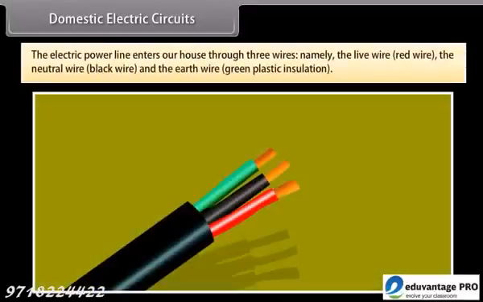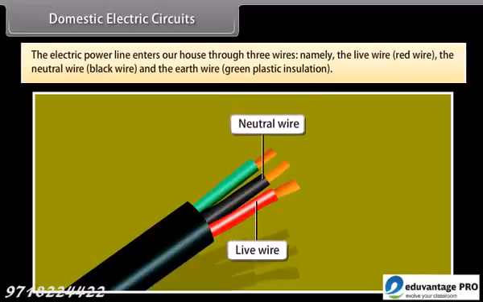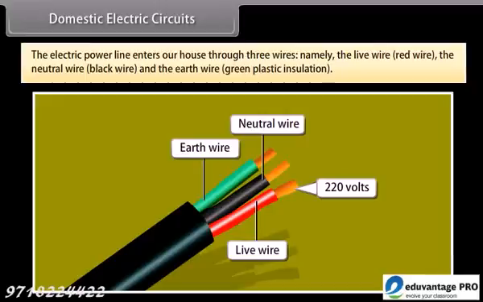The electric power line enters our house through 3 wires, namely the live wire, red, the neutral wire, black, and the earth wire, green plastic insulation. The live wire has a high potential of 220 volts and the neutral wire has 0 potential. Thus, the potential difference between the live wire and the neutral wire is 220 minus 0, which equals 220 volts.